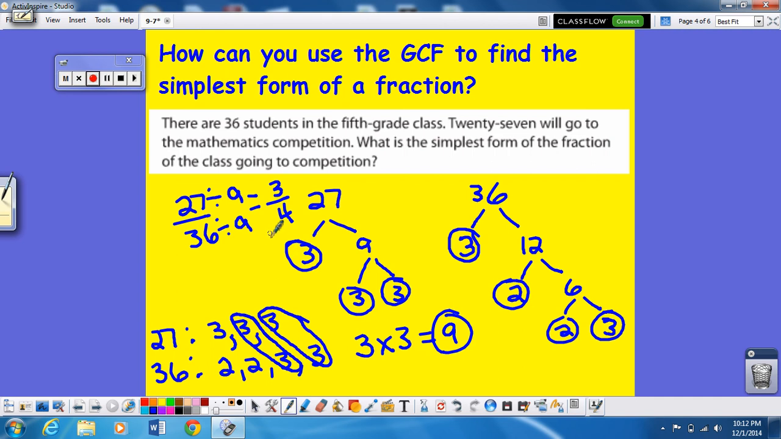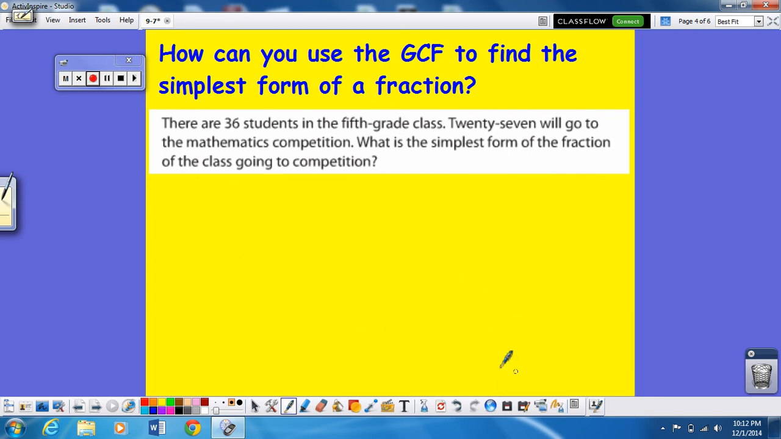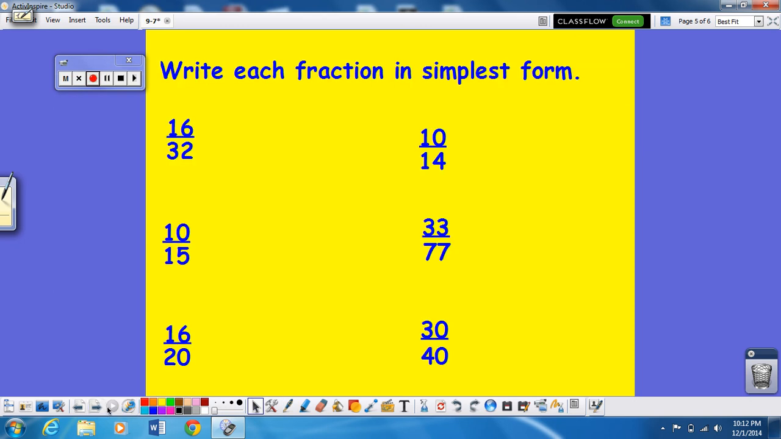If you find the greatest common factor before you start dividing it out, you're only going to have to do one operation. It's okay either way. I want you to realize that it's okay as long as you know to keep going until you have gotten it as low as it can possibly go.